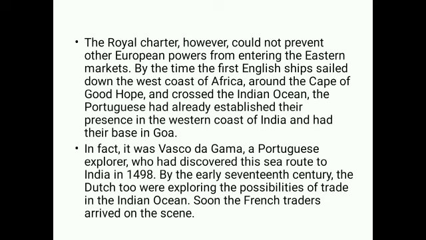By the early 17th century, the Dutch too were exploring the possibilities of trade in the Indian Ocean. Soon, the French traders arrived on the scene. Now, besides Britishers, Portuguese were there in India, Dutch were also there in India. Dutch are the people who belong to the Netherlands. And the French traders, the people from France, were also there. So there was a rivalry among the European countries. Who is going to capture India? Who is going to exploit India? Whether French, Britishers, Dutch, or Portuguese.